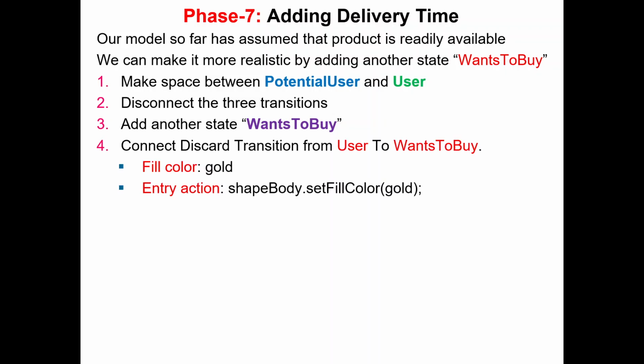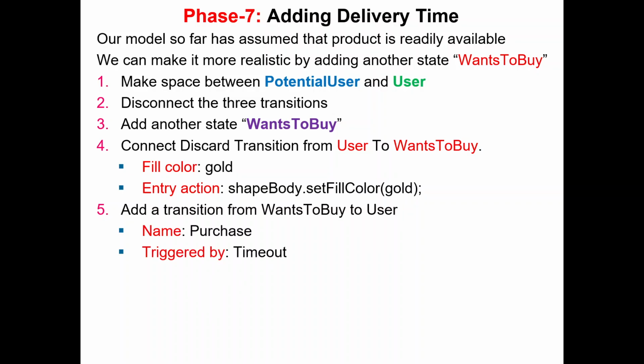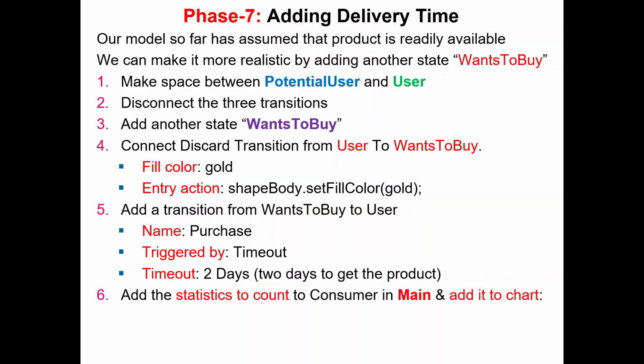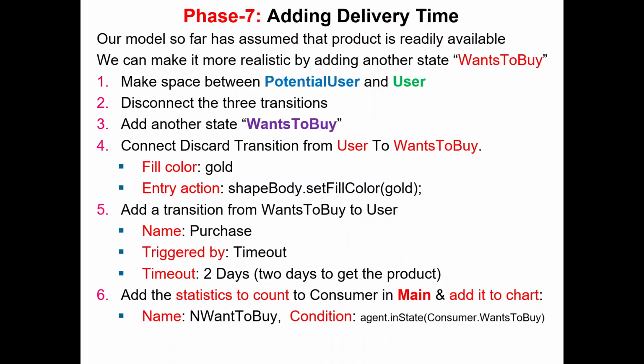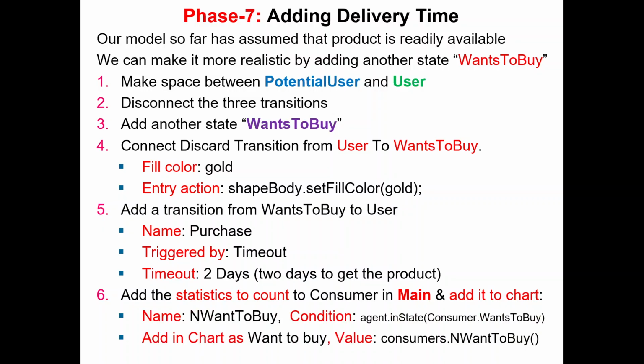We will add another state, want to buy, and then, as done before, we will add some entry action. What happens when the consumers enter from the potential user to user state, we will add an entry action, and then we'll add a transition from wants to buy to user state, and we'll call it purchase, and it will be triggered by timeout. And then we'll also add some statistics to the consumer, and then we will display them in the graph. So let's see how this is done in AnyLogic.